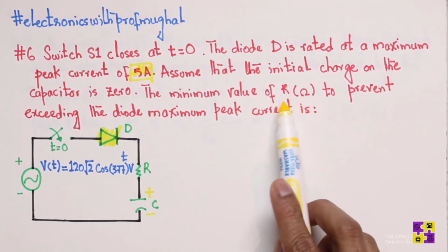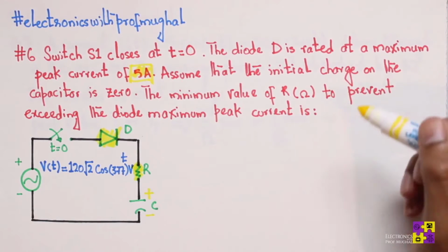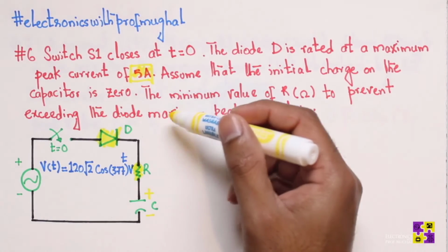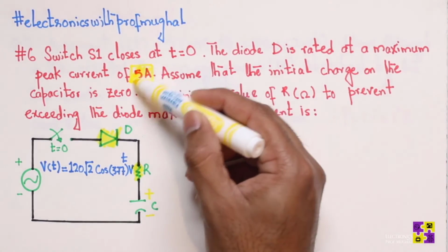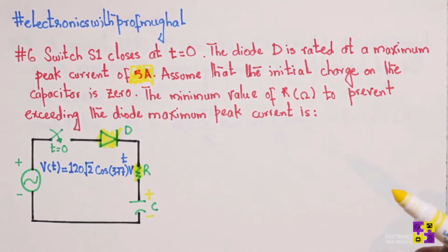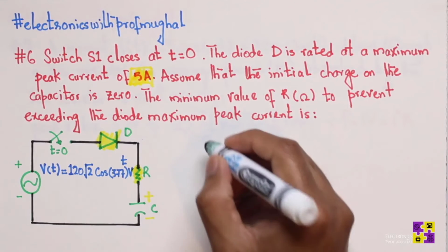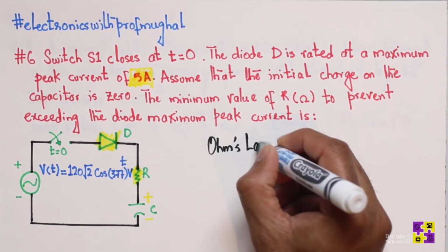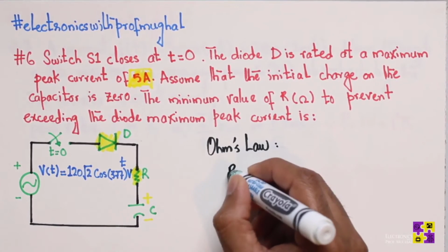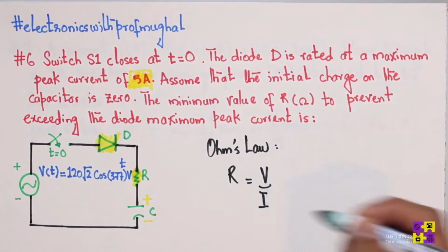The minimum value of R, the minimum value of this resistor to prevent exceeding the diode maximum peak current, which is 5 amps, is going to be what? So here we are just simply going to apply Ohm's law, right? We know that Ohm's law states that resistance R equals simply V over I, correct?